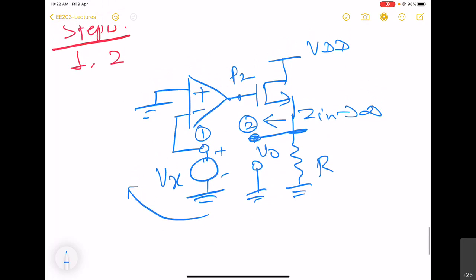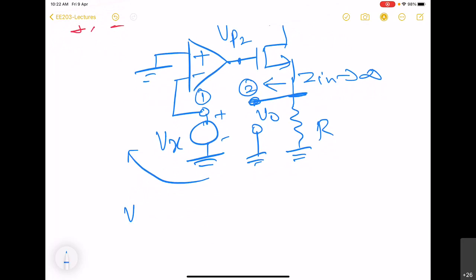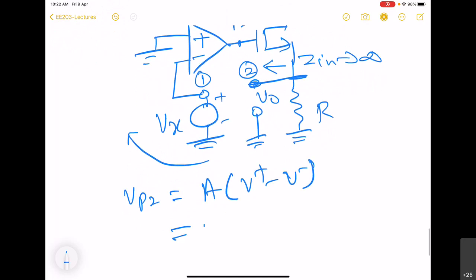So this is node 2, or VP2. We first try to find out VP2. This we know is going to be A into V plus minus V minus. Here V plus is grounded, V minus is Vx. So this is minus A Vx.